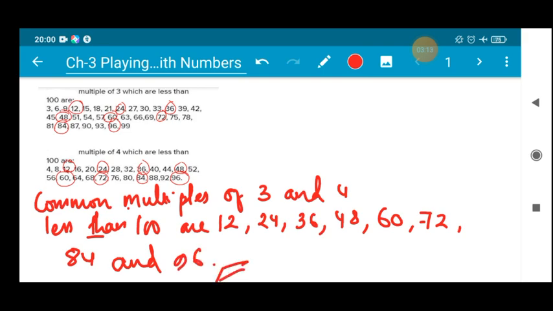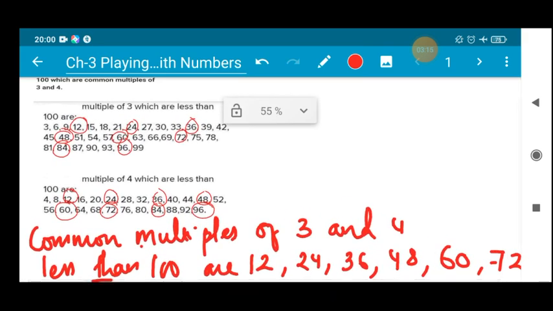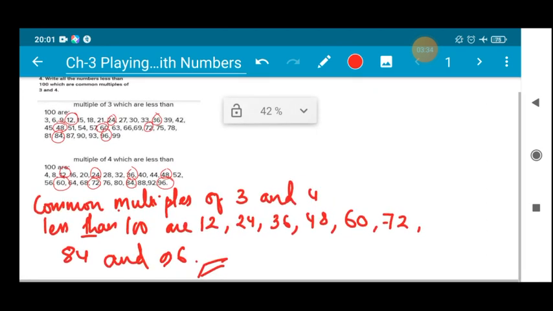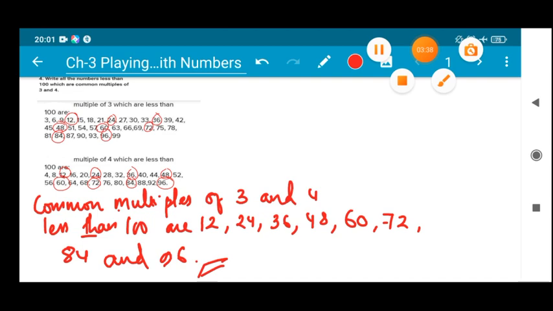So this is how we do it. First of all you have to write all the multiples of 3 less than 100, and for 4 also similarly, till 96. Because 4 times 25 is 100, we cannot write 100. They have said to write down the numbers less than 100. So this is the way of doing it. I hope you have understood it. Let's proceed now to the next question.